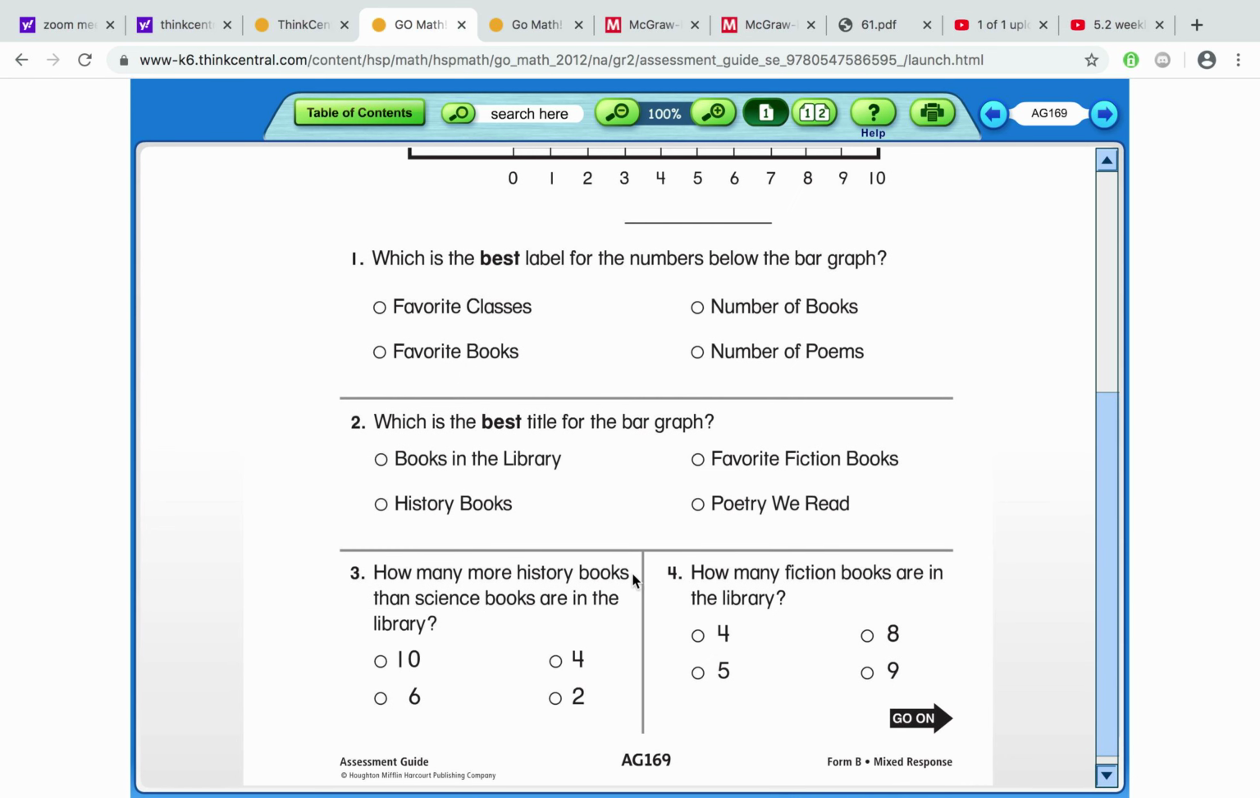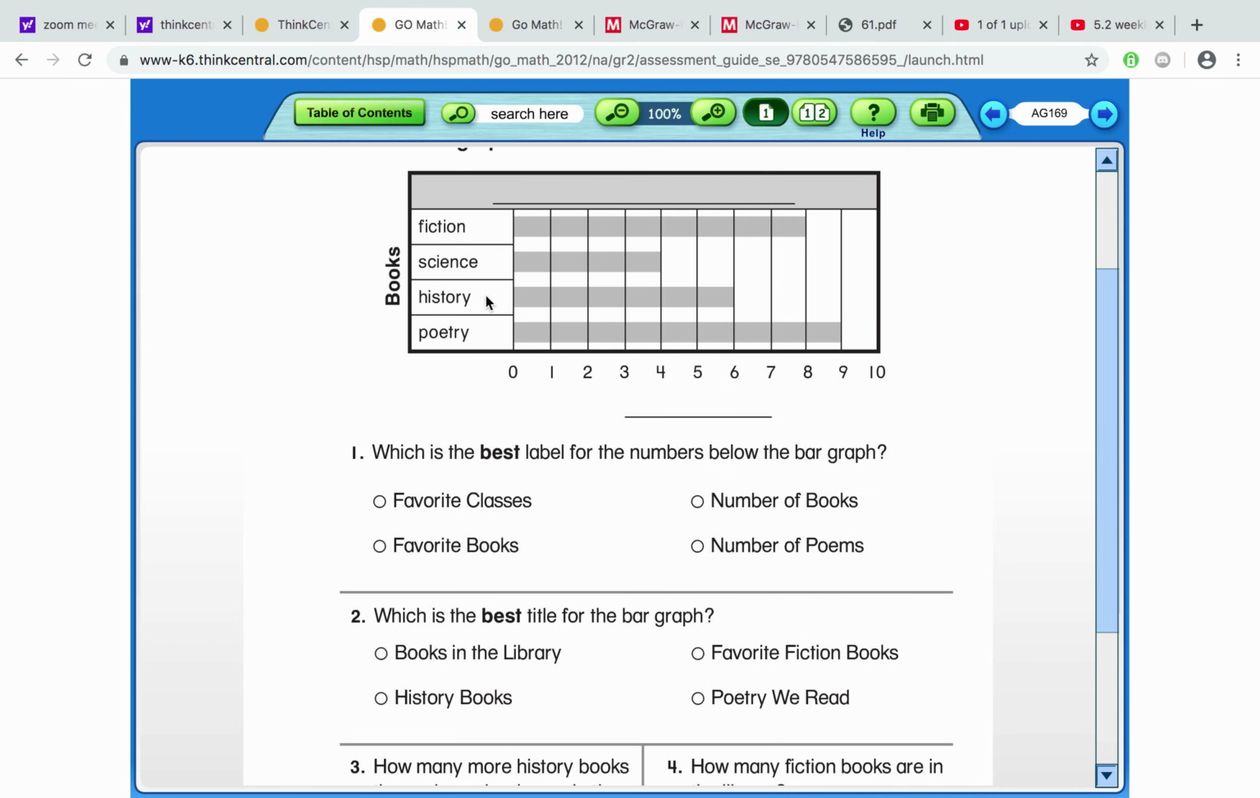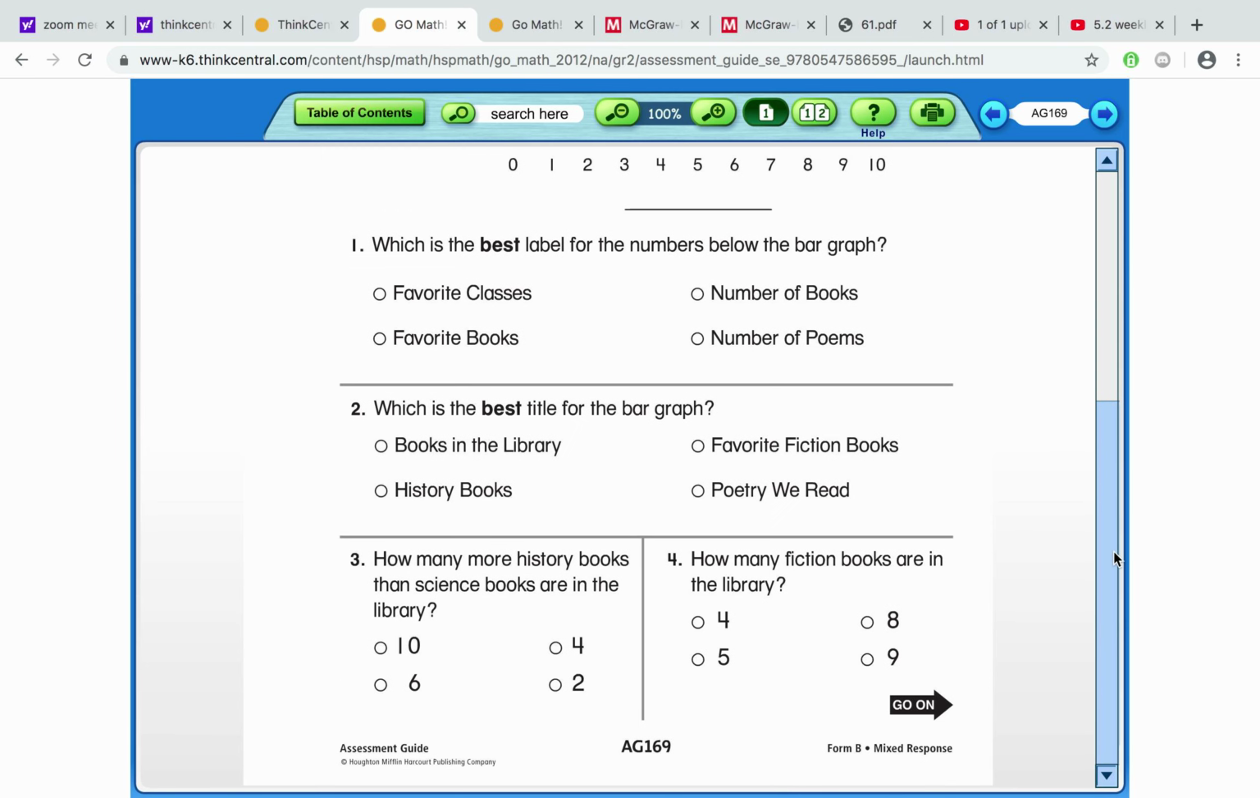For number 3, how many more history books than science books are there in the library? So we want to circle history and science. That's the important information. And the clue words, how many more, tell you right away that we're going to separate, subtract. Okay? So history and science. History, go all the way across and down is 6. Science is 4. The greater number always goes on top. So 6 take away 4 is going to help you get your answer.